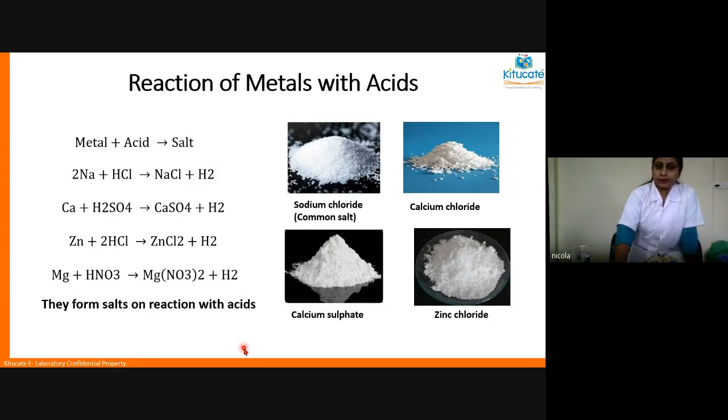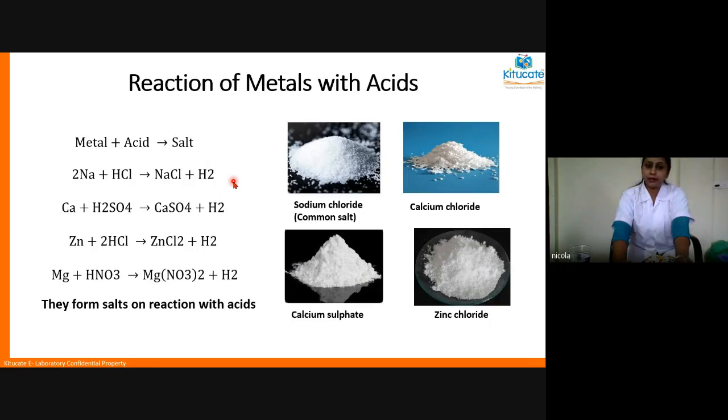Okay, there are some examples. The most common example is common salt. How is common salt formed? When sodium reacts with an acid called hydrochloric acid, sodium chloride is formed, and hydrogen gas. Can you all see how the reaction has taken place? Na plus HCl. So Na and Cl combine together to form a salt, that is sodium chloride, and the hydrogen gets separated out. Hydrogen gas is evolved during this process.